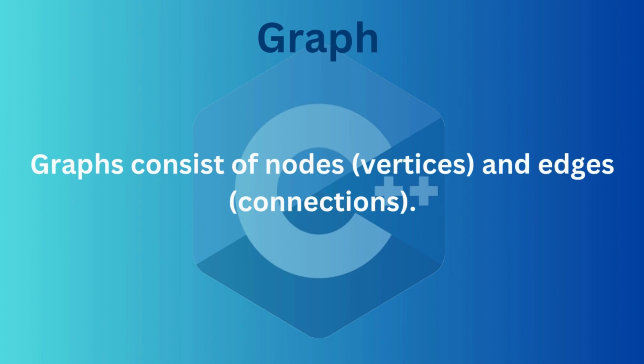So what are graphs? Basically, a graph consists of nodes or vertices and edges. These are connected to each other. The nodes are connected to each other through the edges.